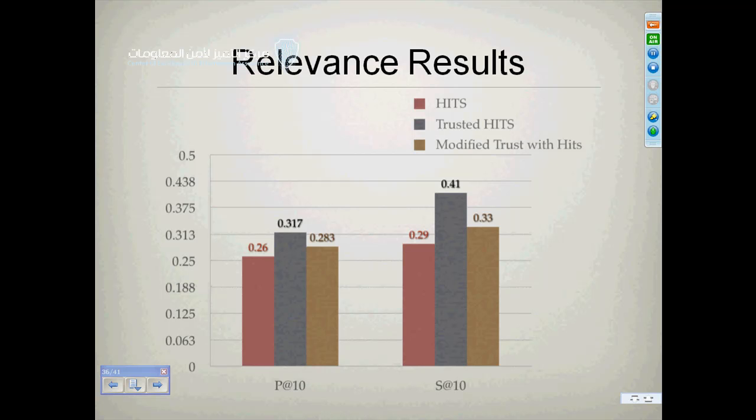When we did the research, we were really hoping that this would give us the best result, but that didn't happen to be the case. We need to look at it more closely. I think that happened because we deal with only hot queries. If we work with more general queries, we expect maybe this will do better than trusted HITS. But in any case, we see that when we don't incorporate trust, it is worse than when we do.